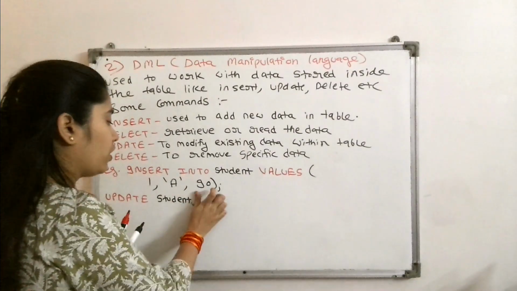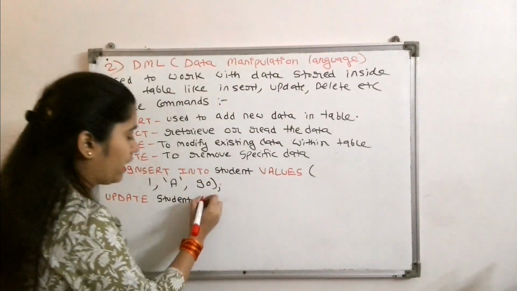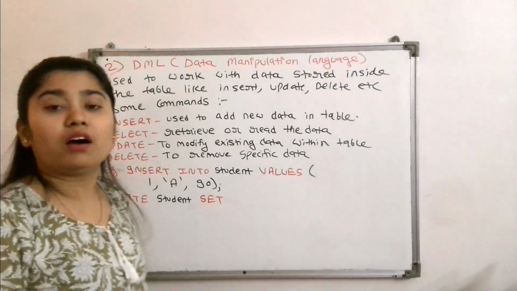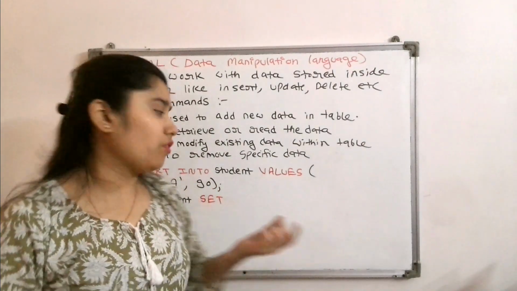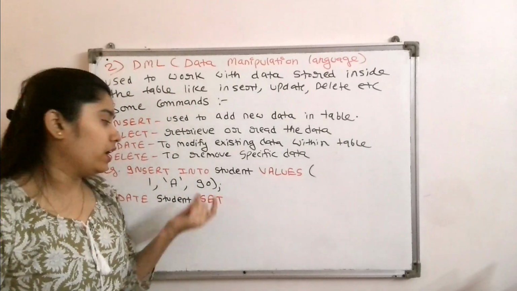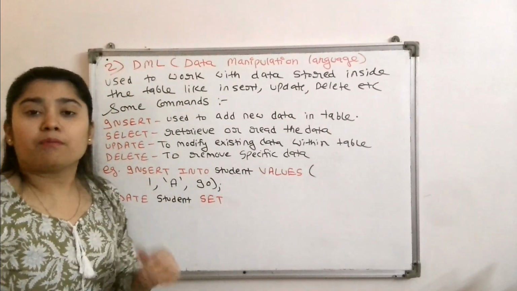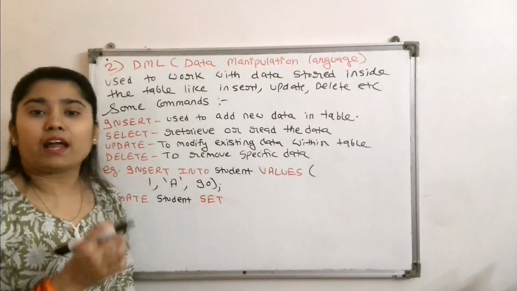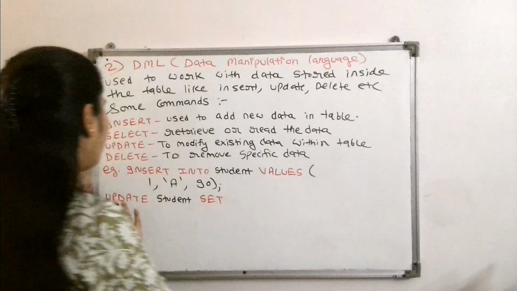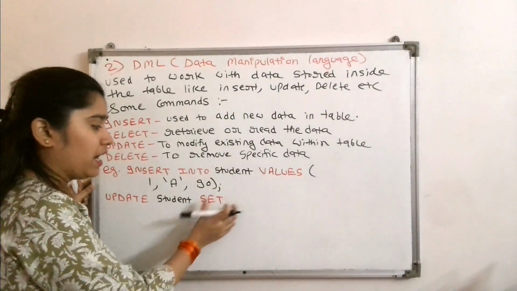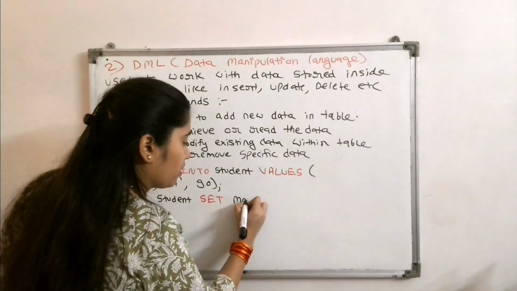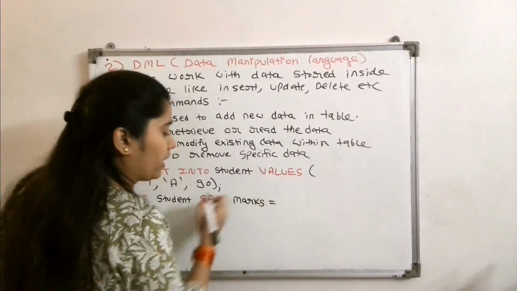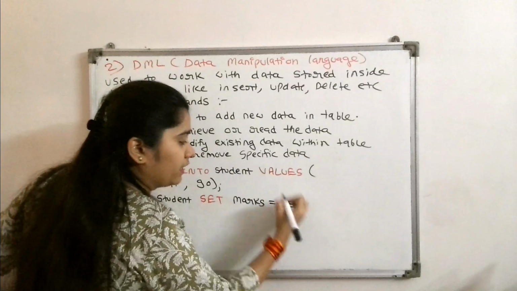Then what we want to update, we will write the SET here. Then after that we will write what thing we want to update. Suppose we want to update the marks: A has 90 marks, but we have a correction, it is now not 90, it is 95 marks. So we will write UPDATE, table name, then SET, then the column, marks, equals to the corrected marks, 95.